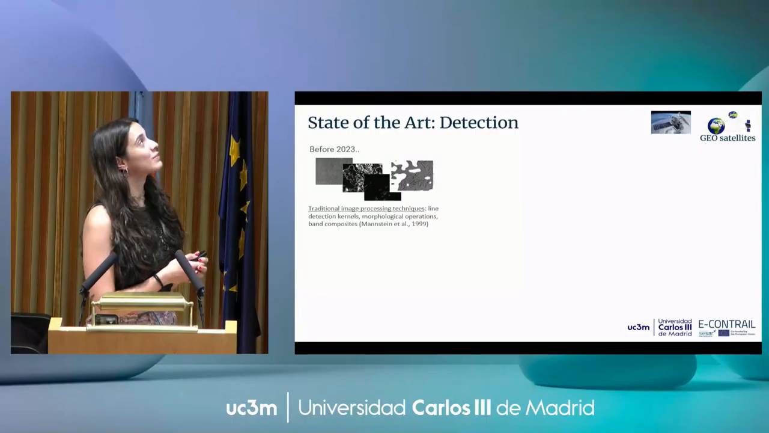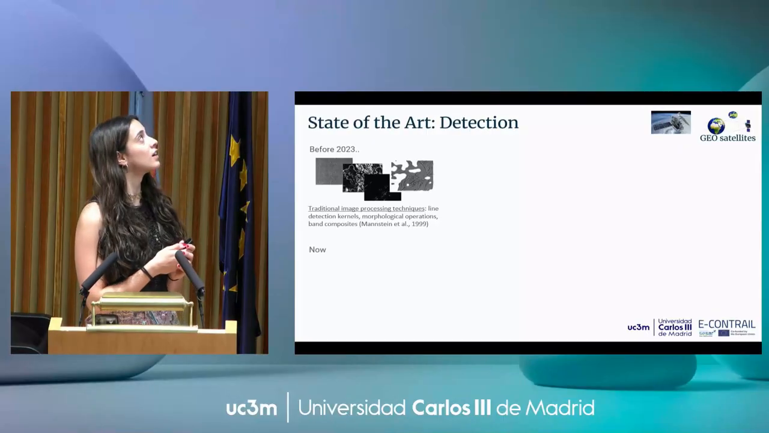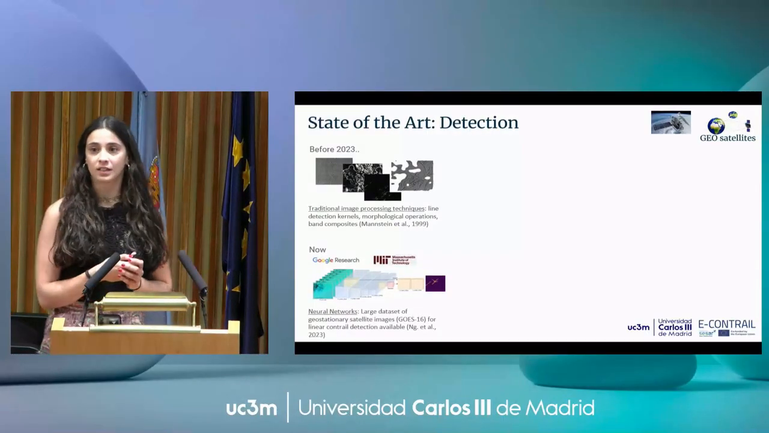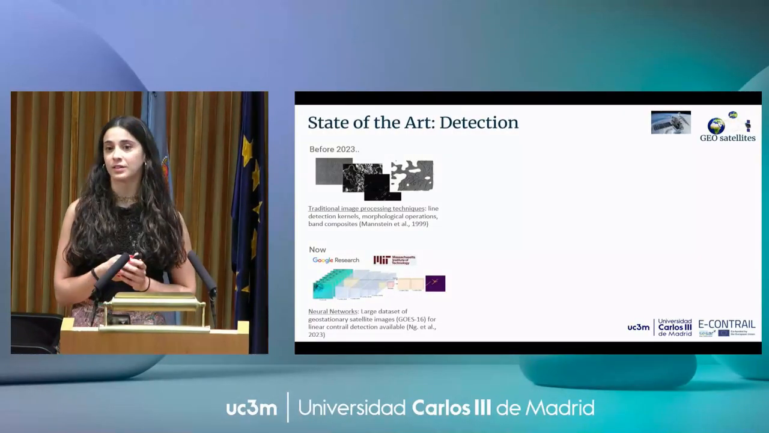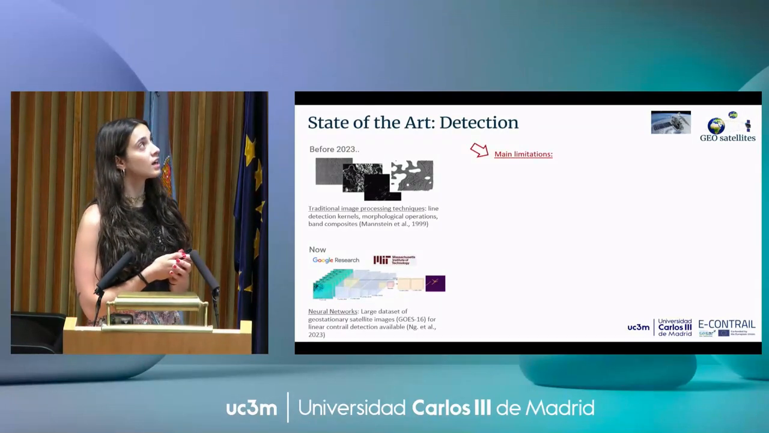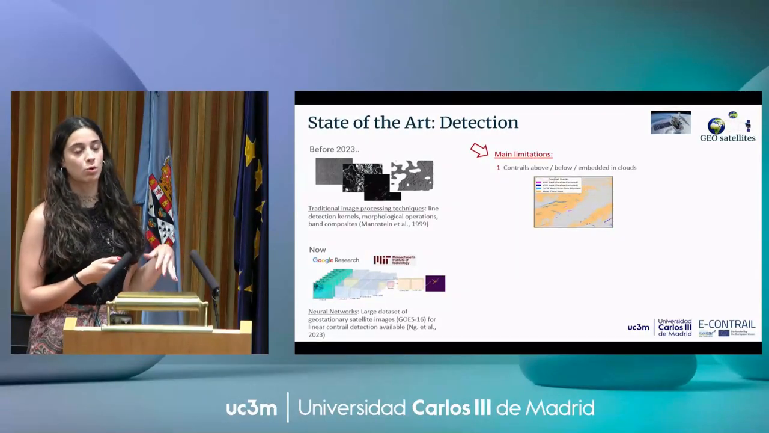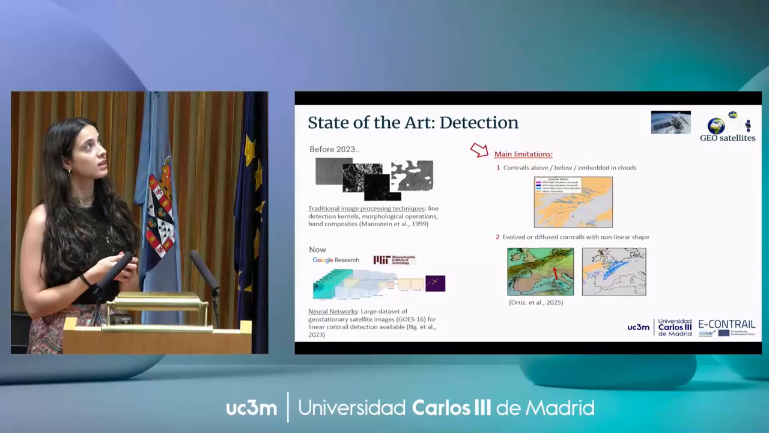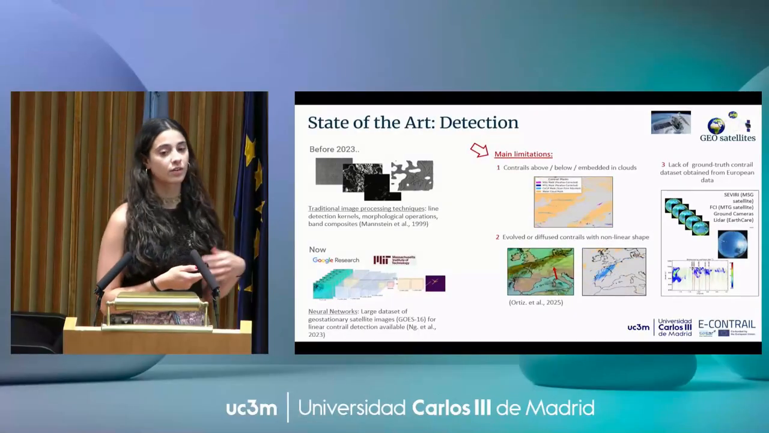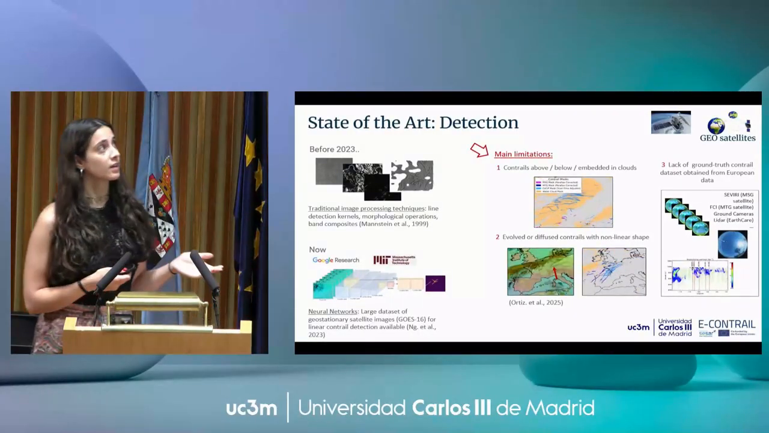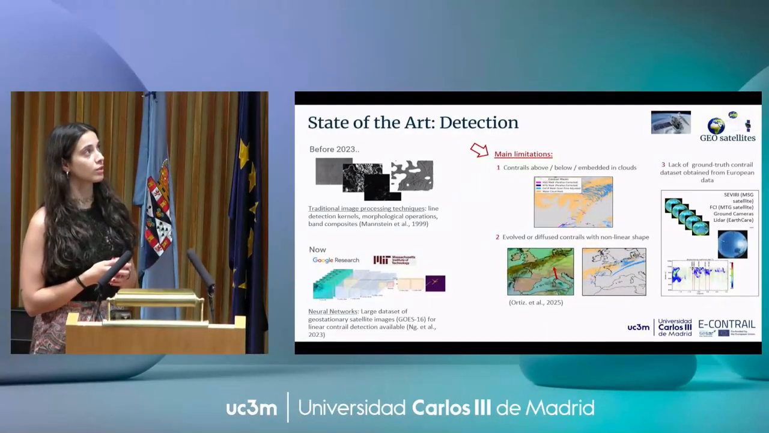Before 2023, most of the contrail detection was made using traditional image processing for line detection. However, in 2023, a large dataset with more than 22,000 labeled contrails was released, and now we can train neural networks to identify contrails. However, there are still some limitations because in satellite images, if a contrail is above or embedded in clouds, it's really hard to see, and if it's evolved or diffuse, it might look like a natural cloud. And also, another issue is there's a lack of a validated data set in Europe, and all of our studies will be focused on Europe.